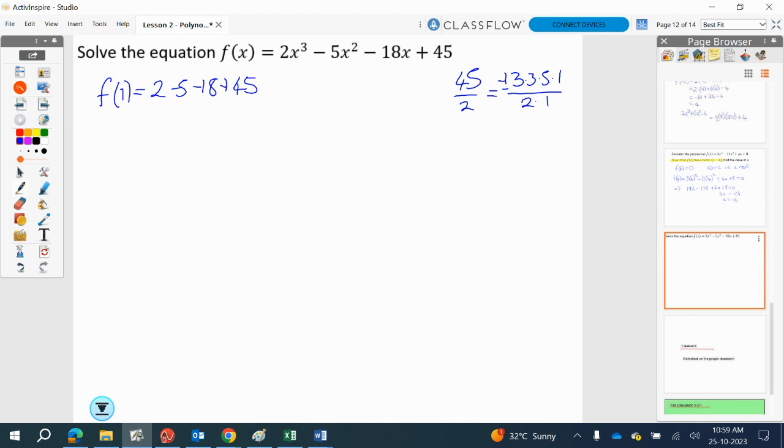That one's not going to work, is it? This is not equal to 0. Let's try f of -1. f of -1 is going to give me -2 minus 5 plus 18 plus 45, clearly not equal to 0. Right, let's try 3.